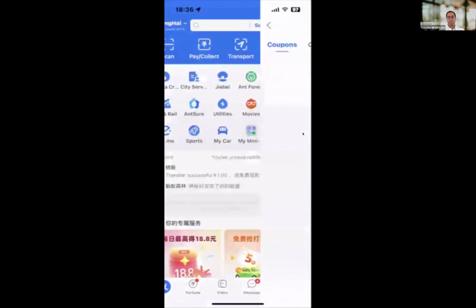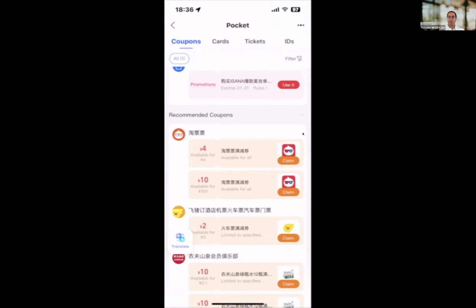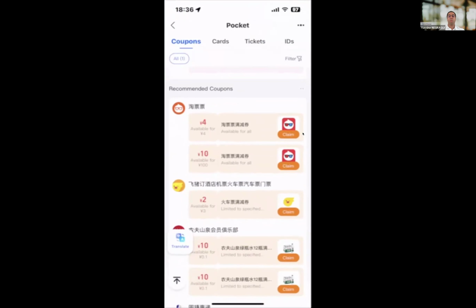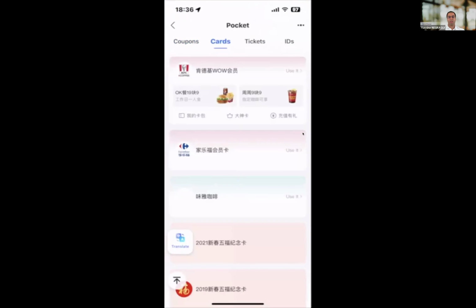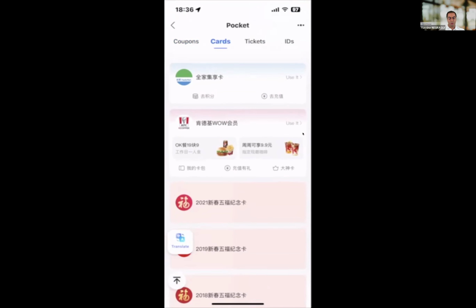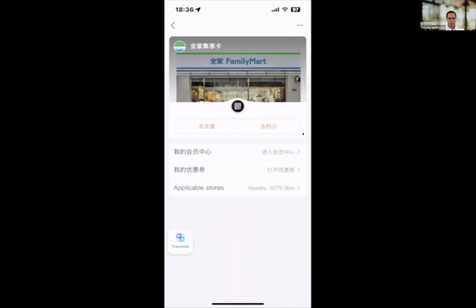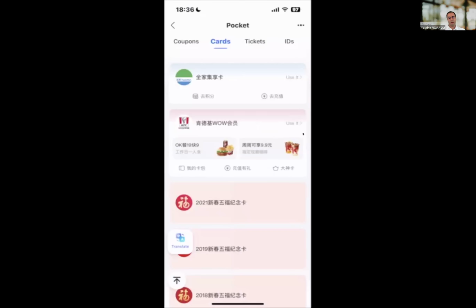So then you have Pocket. Pocket is where I have all my loyalty cards and my coupons, not my loyalty cards. My loyalty cards are here. So whenever, for example, I go to Family Mart or to Carrefour or any grocery store, I will not need to show my loyalty card. I will automatically only get my payment QR code scanned, and my loyalty points will be added to my card, and I will have a discount that is deducted automatically from my account.